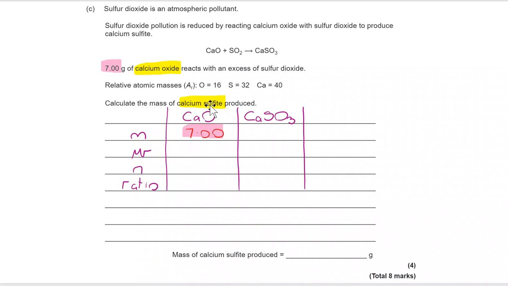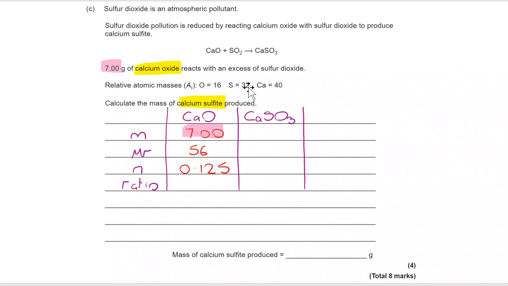I had 7 grams of calcium oxide as provided. Calcium oxide with 1 calcium and 1 oxygen has an MR of 56. If I now know the mass and molecular mass, I can do M over MR to find N, which is 0.125 moles.